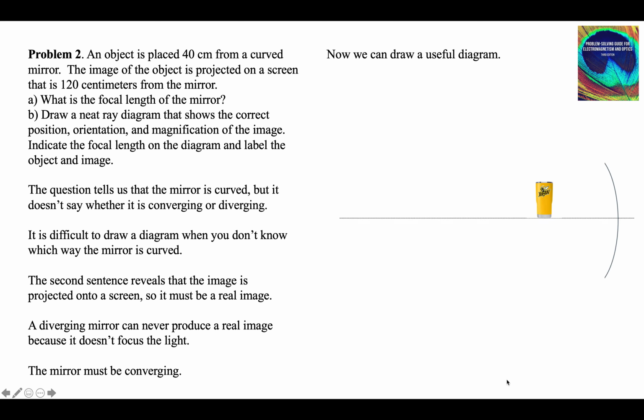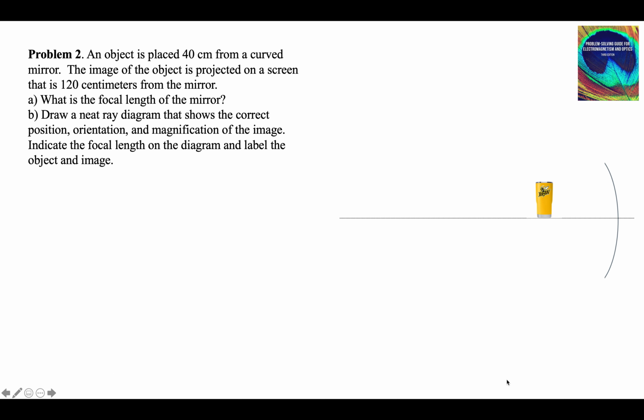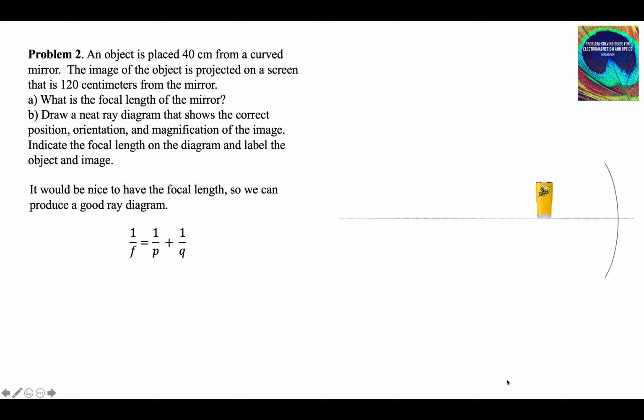So there's our converging mirror. There's our object, a coffee mug. It would be nice to have the focal length because then we know where to draw the ray. We have the object distance plus 40. The image distance is plus 120. It's a real image. We can use the thin lens equation.